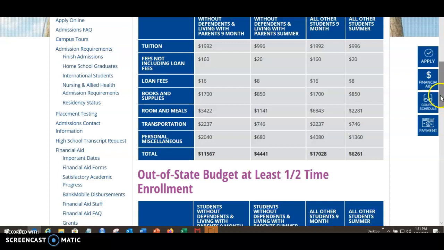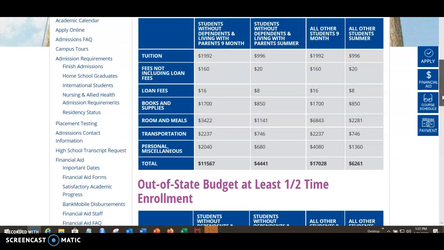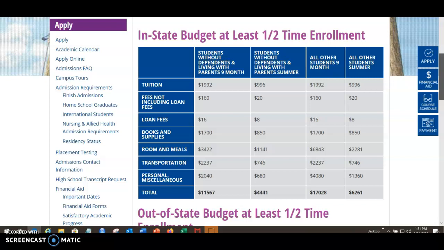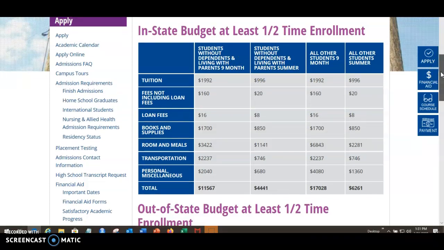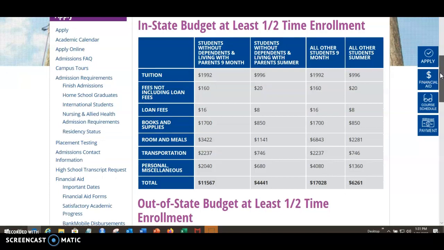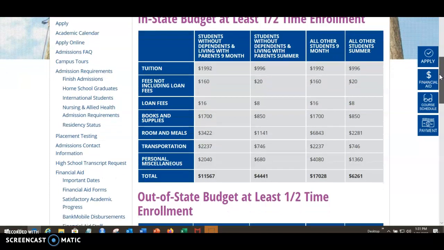This is from the Forsyth Tech page of financial aid. Let me adjust the screen here so you can see it. Notice it includes tuition and books and supplies and transportation. It estimates for that. And you notice where it says students without dependents and students living with parents and so forth. So that's important to note while you're here at Forsyth Tech.